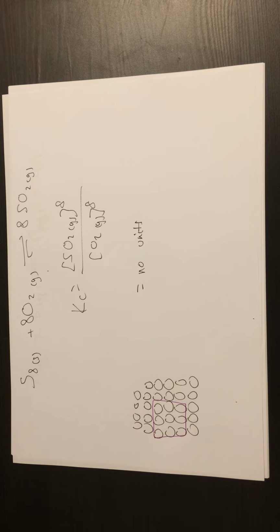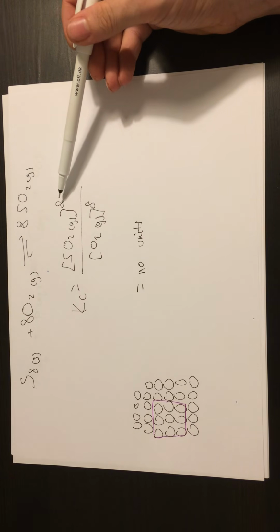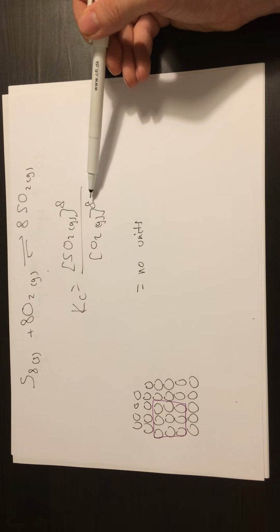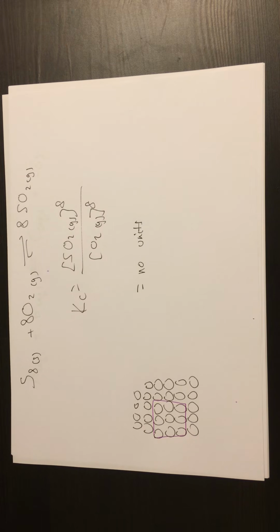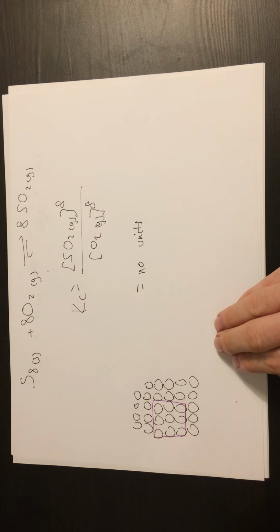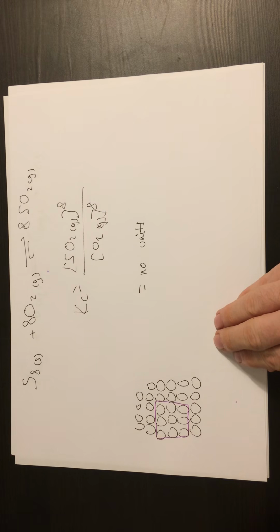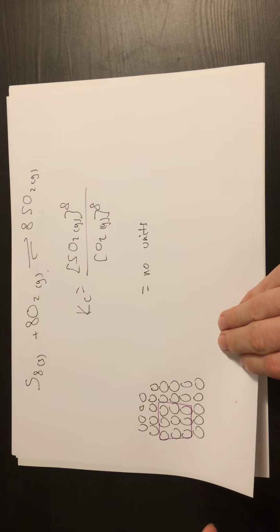Now that might seem a little bit weird to have no units for Kc, but it actually happens all the time. If ever you have the same number of terms on the top of your expression as you do on the bottom, you're going to end up with no units. So rule number 1, do not include solids in your Kc expression because their concentration is effectively constant.